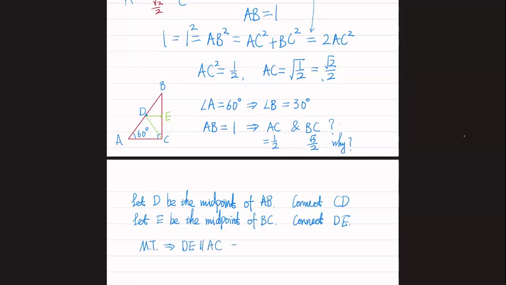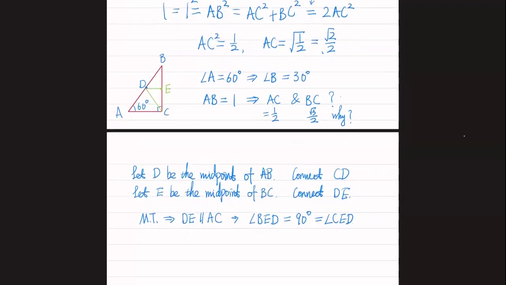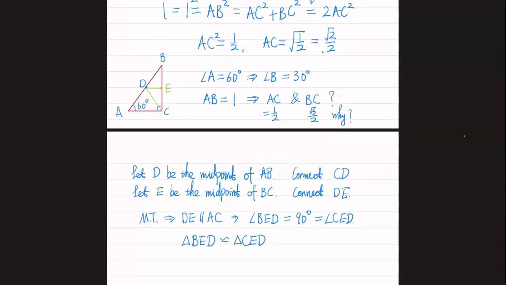In particular, angle BED is 90 degrees, as is angle CED. Okay, so let's check the two triangles, triangle BED and triangle CED. I claim they are congruent. Let's see what theorem we would apply here.